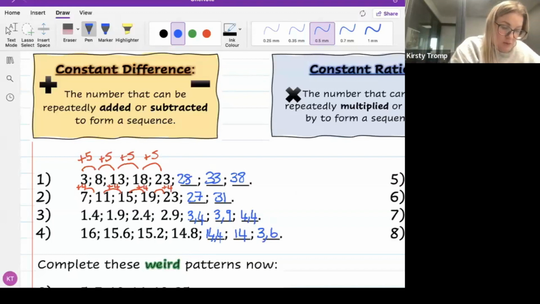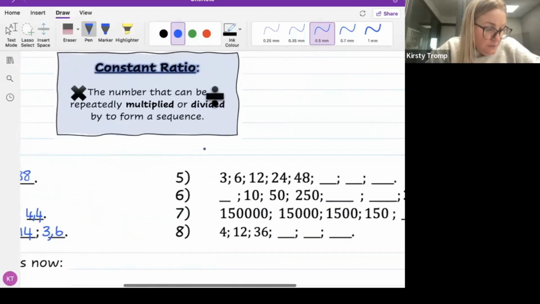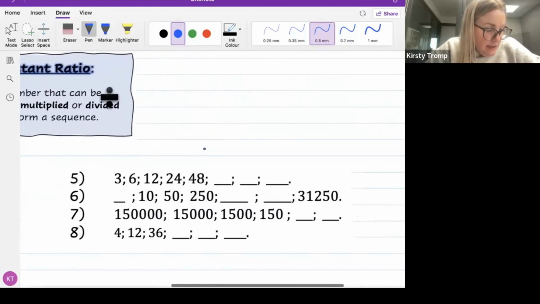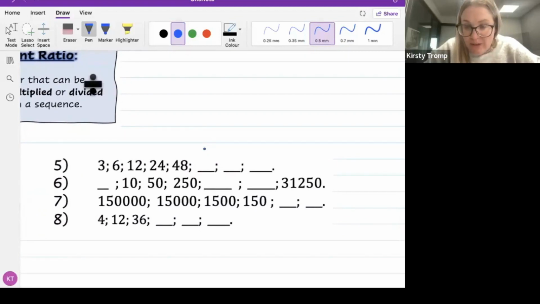Well done, guys. Well done. Very, very good. Okay, so those ones were tricky. Well done for those ones. Let's have a look at our next few. Okay. So I'm going to do the first 2 with you. Let's have a look at the first 2. I can tell you already that these ones are going to have a common ratio. And when we're seeing ratio, we see times or divide.